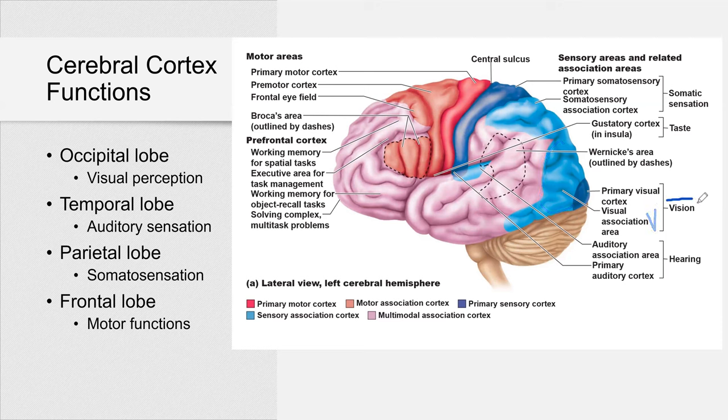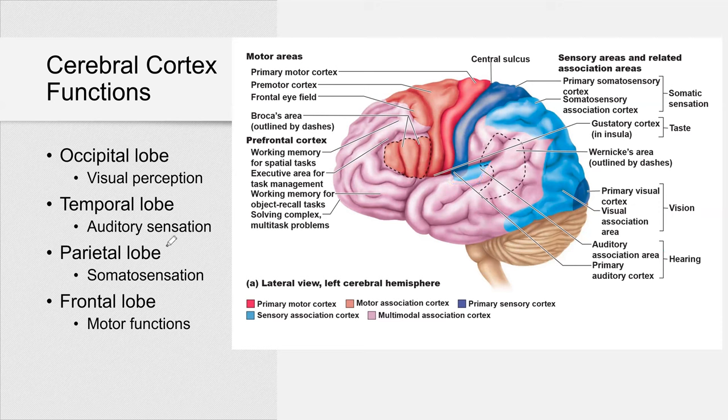So that's your vision. In a temporal lobe, you have auditory sensation. So here's your temporal lobe, and you have your primary auditory cortex, right? So it would be right here. So that's the primary. Then you have auditory association cortex. And this is your hearing.